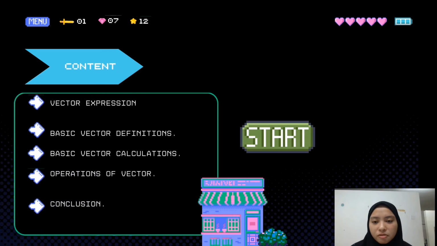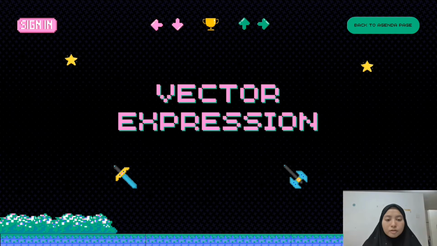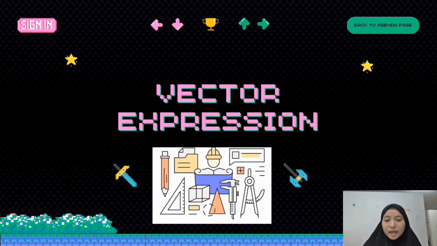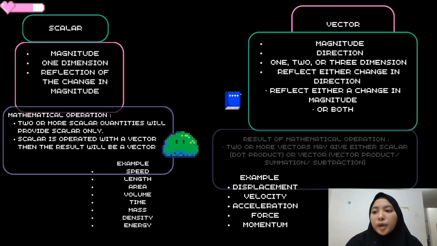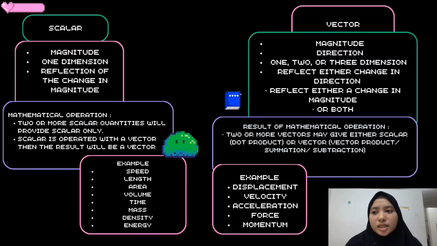Content that we have is vector expression, basic definition, basic vector calculation, operation of vector, and conclusion. Firstly, I want to talk about vector expression: the comparison between scalar and vector quantity.